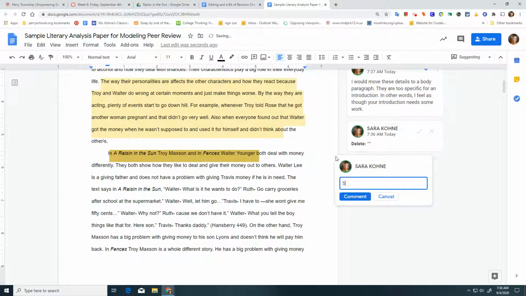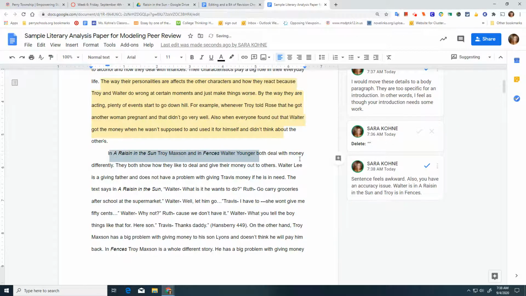Also, the sentence feels awkward. Also, you have an accuracy issue. Walter is in A Raisin in the Sun, and Troy is in Fences. Okay. "They both deal with money differently."